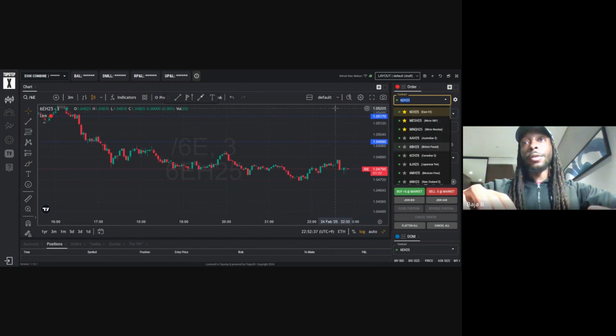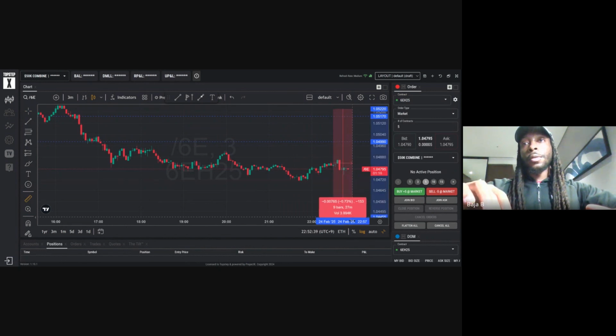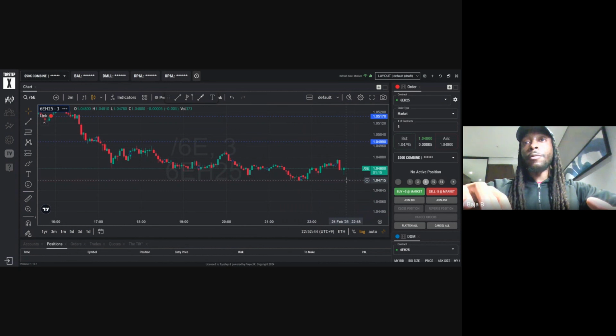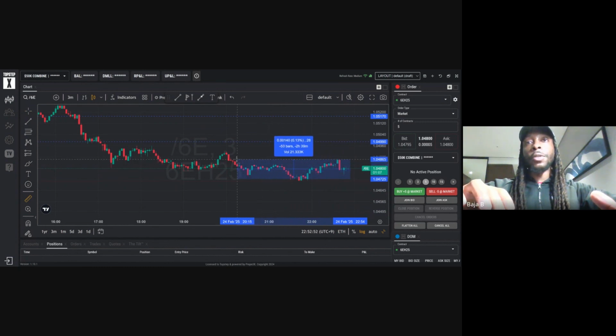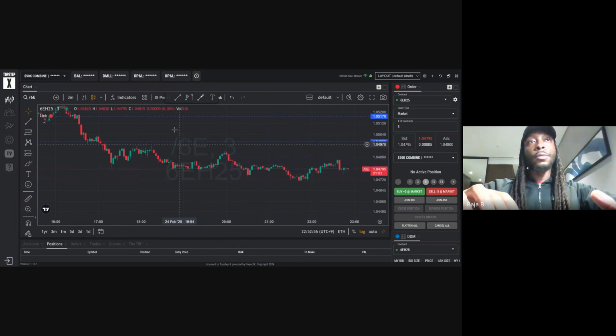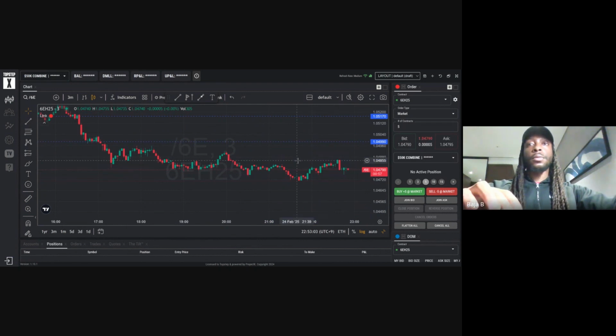Euro FX right here. As you can see, there's nothing going on here neither. When I look at this, do a little brief measurement. It's barely moved 15 pips in the past hour. So not much happening right now. Everything is rangy.